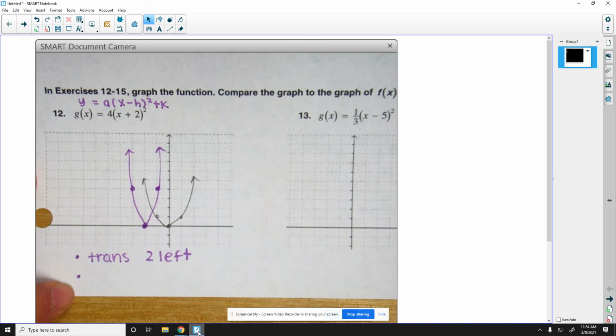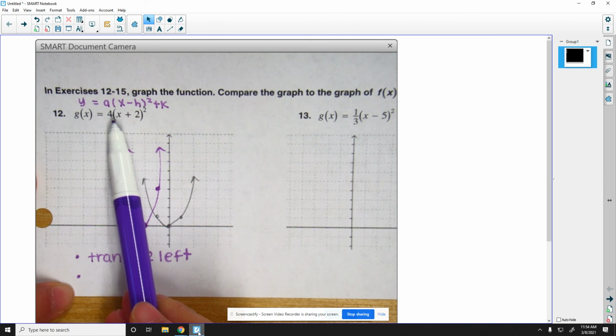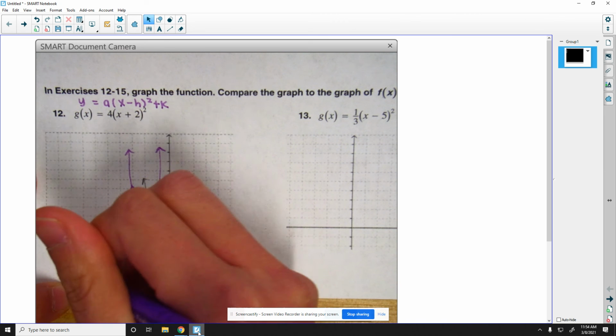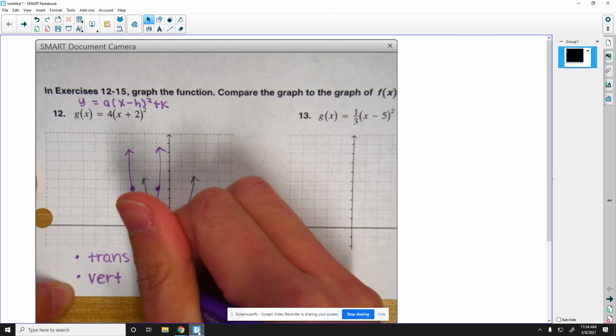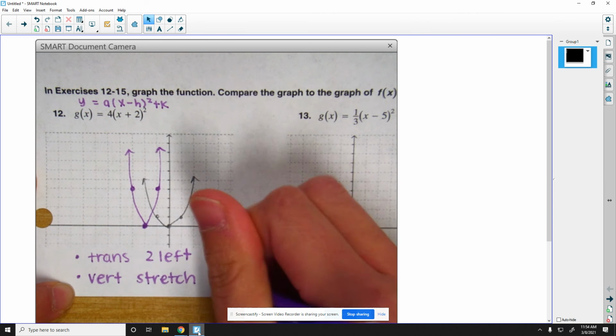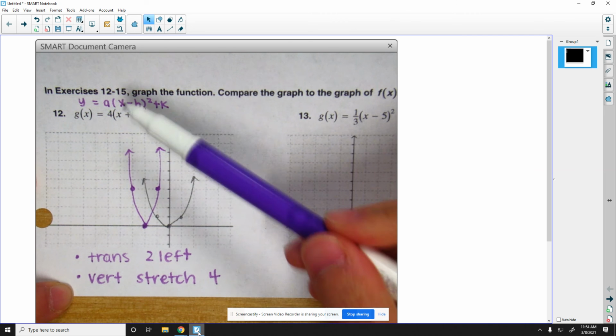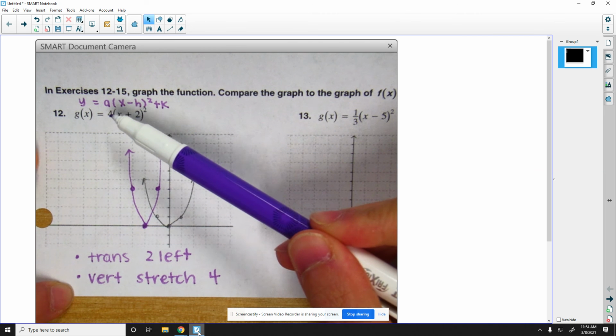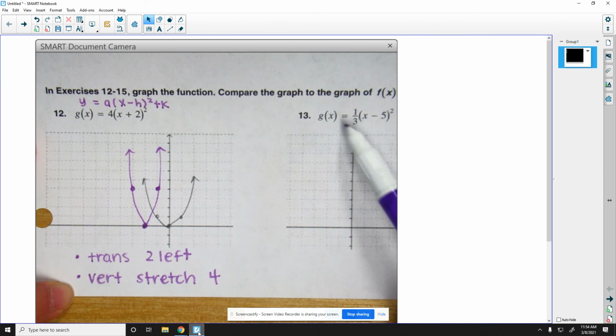And then there was stretching and shrinking. So look at the number. It's 4. Is it a stretch or a shrink? Stretch. Why is it a stretch? Because it's bigger than 1. So it's a vertical stretch of 4. Remember, if it's bigger than 1, it's a stretch. If it's a number between 0 and 1, like this one, it would be a shrink of a third because it's between 0 and 1. And boom, you're done.